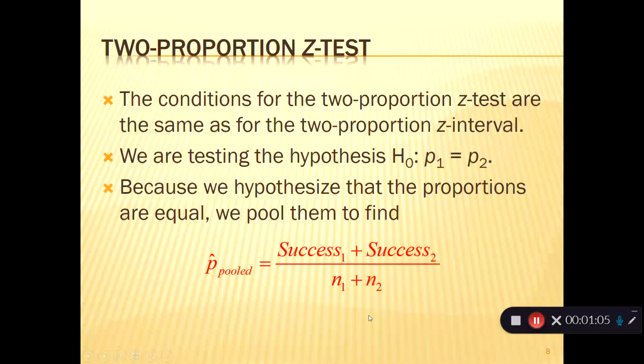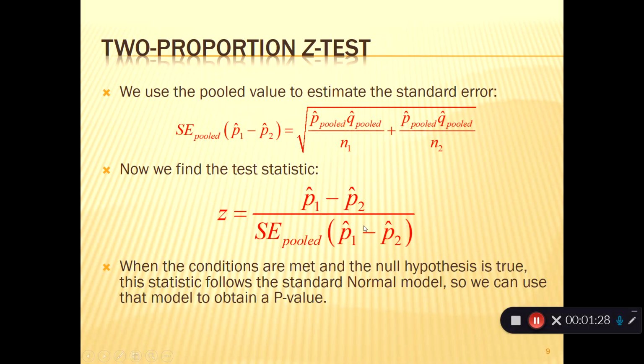The conditions are the same whether we're talking about a confidence interval or a hypothesis test: that randomization, 10%, success/failure, and the independent samples test, okay? Now, because we're hypothesizing the proportions are equal, we pool them to find our p hat pooled, which is this formula here. And then the standard error of the pooled can be calculated thusly, and our test statistic is like so.